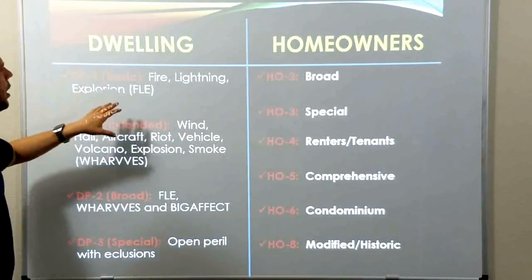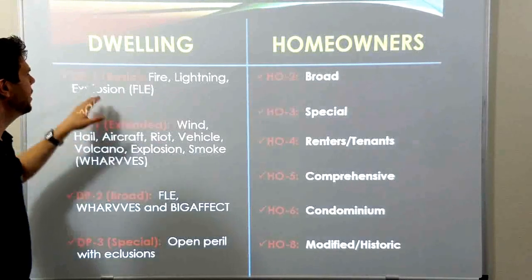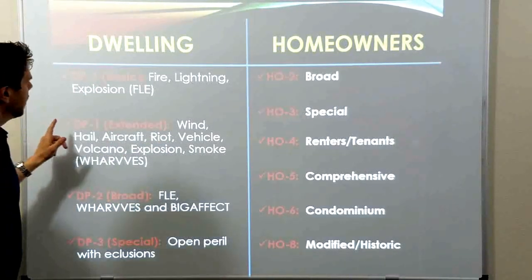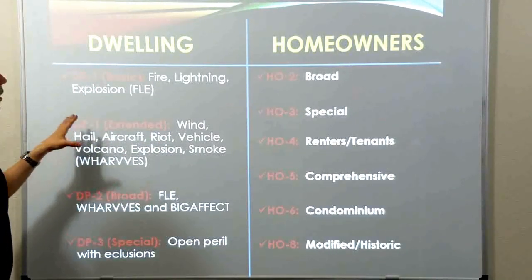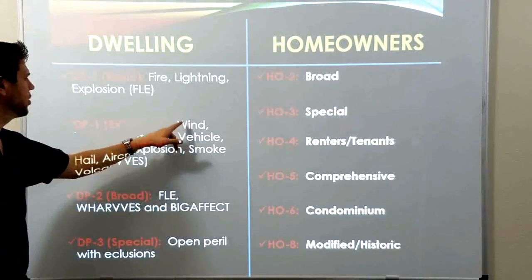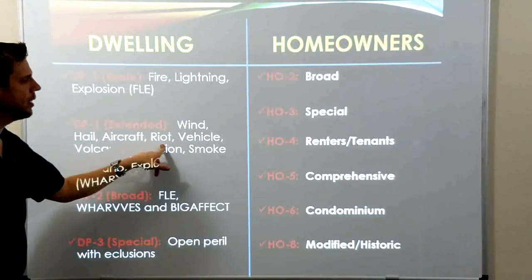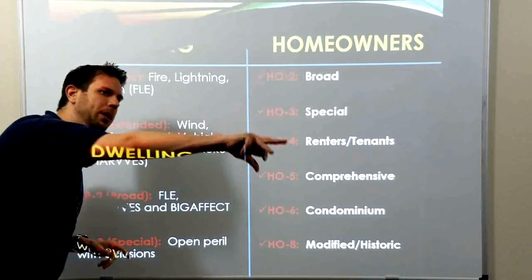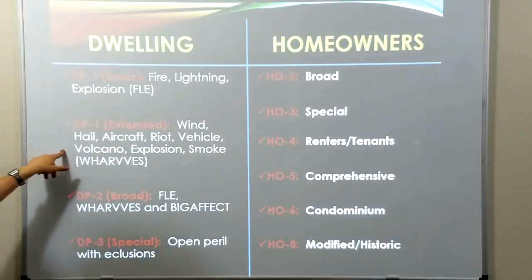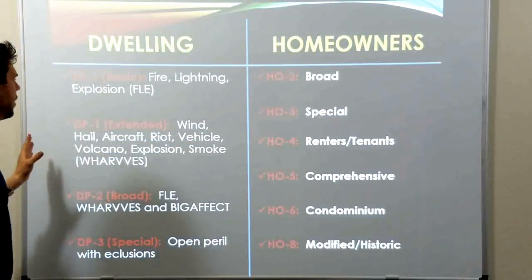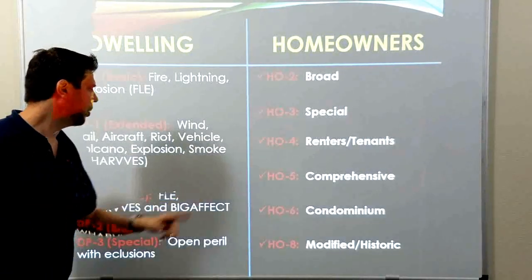So basic will cover hostile fires, lightning, internal explosion. The DP1 extended covers fleas and wharves, wind, hail, aircraft, riot, vehicles from other people hitting your house, volcanoes for 7 days, external explosion, smoke.